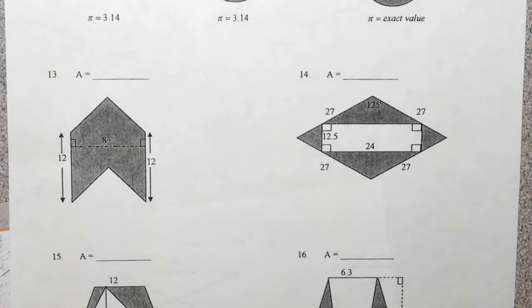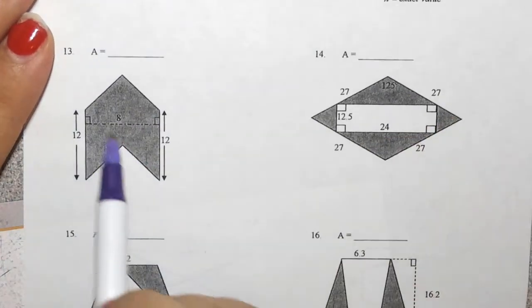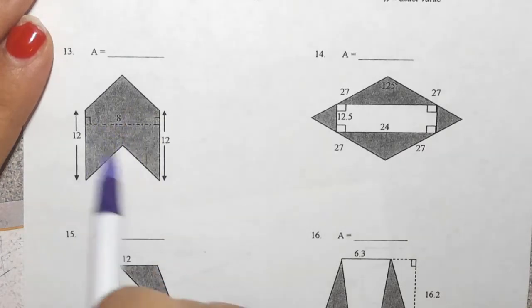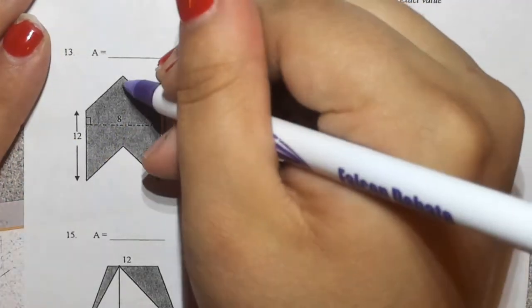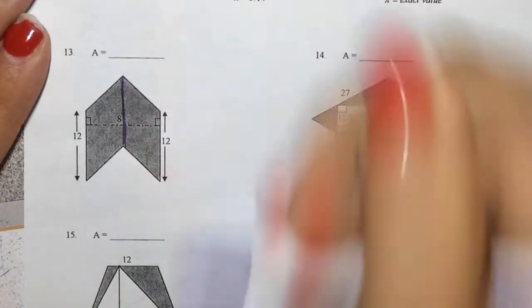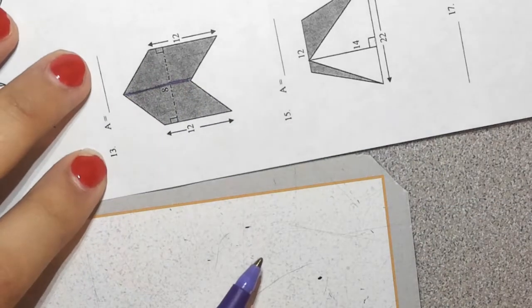So for 13, I know some of you are going to be like, oh, well, I can make a rectangle and a triangle, and then you have 2 trapezoids. You can do all kinds of things. But the easiest way to answer this would be to split it in half. And if I split it in half, I now have parallelograms.